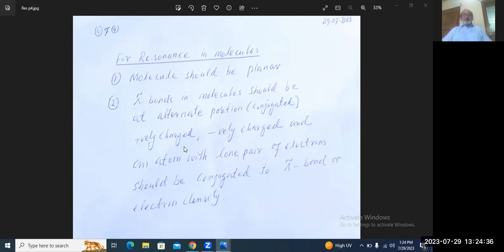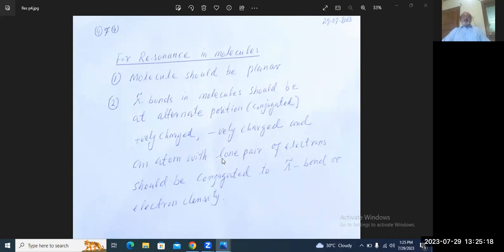Resonance can actually occur in molecules which should be planar and which should have a conjugated system for electron movement. Pi to pi conjugation, electron deficient site to pi conjugation, electron rich site to pi conjugation, or electron rich site to electron deficient site conjugation would give you the resonance.